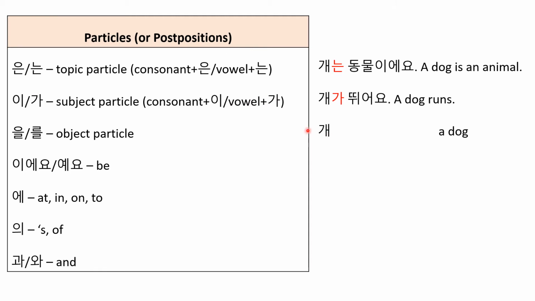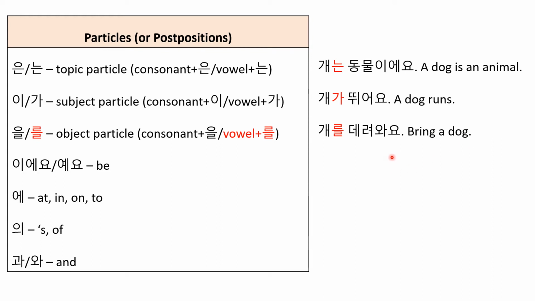If the 개 is an object of the verb, use an object particle 를. After a consonant, use 을. After a vowel, use 를. Because 개 ends with a vowel, use 를. 개를. 개를 데려와요. Bring a dog.